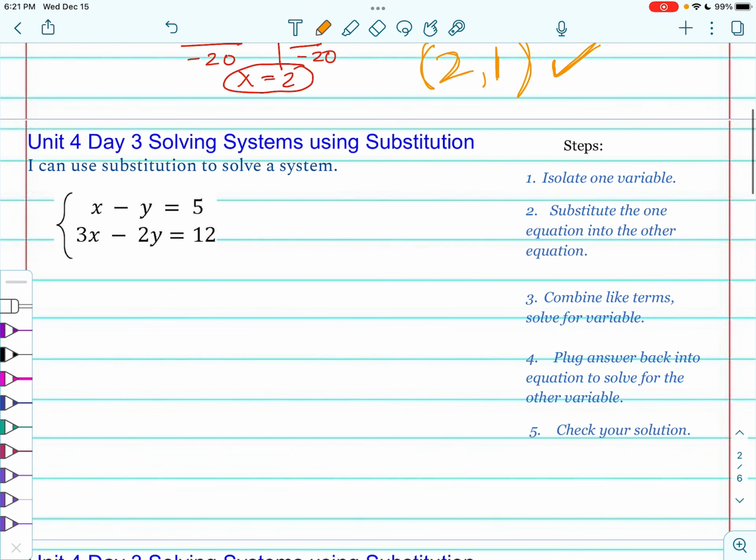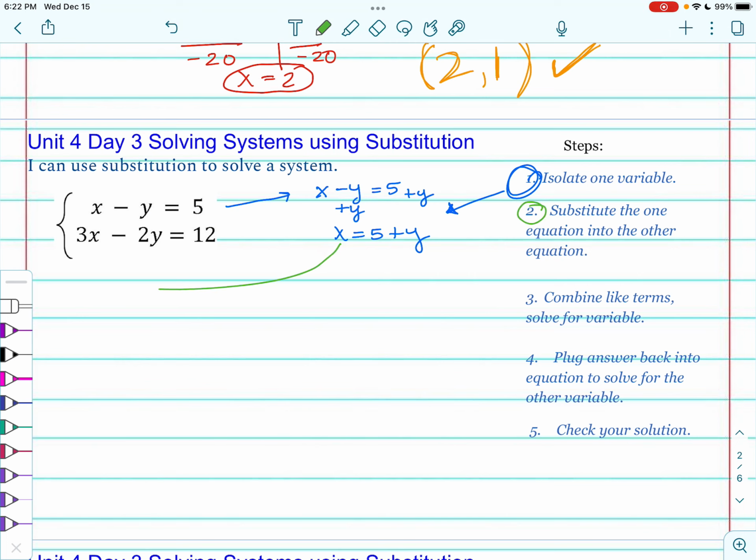All right, we are going to start over with a new example. All right, so number 1, isolate a variable. It doesn't matter which one you choose, but I'm going to choose this one because I don't have any leading coefficients. And it doesn't matter which one you choose. Today, I'm going to choose to solve for x. Okay, so this was step 1. I solved for x. Okay, step 2 is going to be to plug it in.